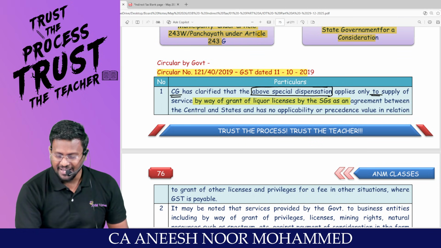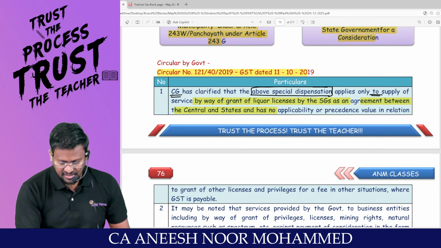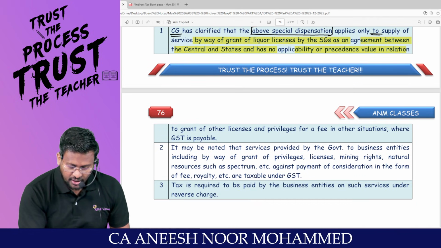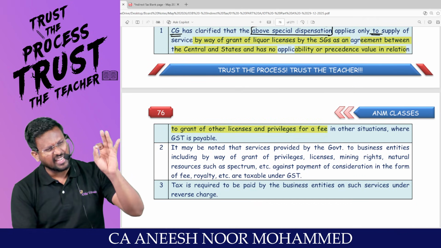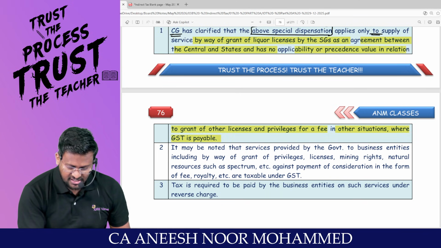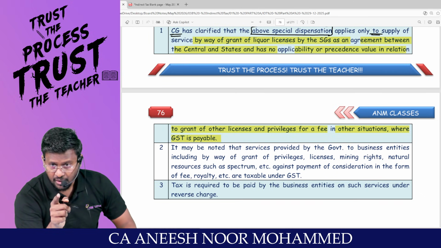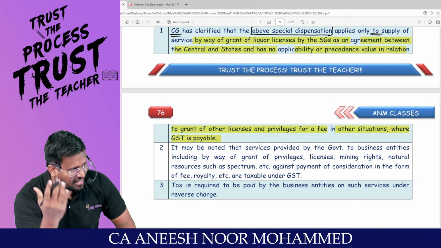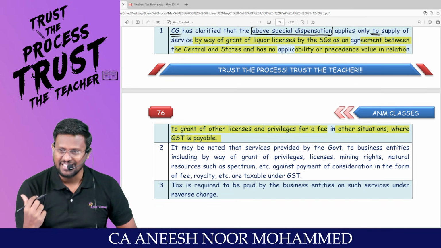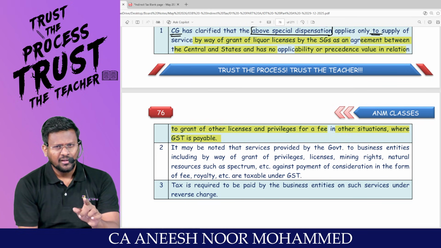Liquor license by the state government as an agreement between the central and state has no applicability or precedence value in relation to the grant of any other license and privileges for a fee in other situations where GST is payable. Do you want to start a business? Do you want to sell some product? You have to go and apply for the license with which government? State government. For that, you will be paying consideration.